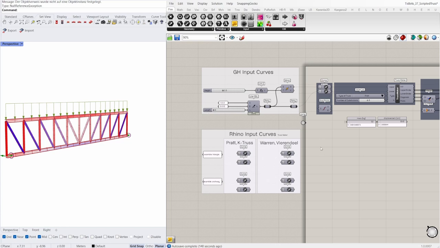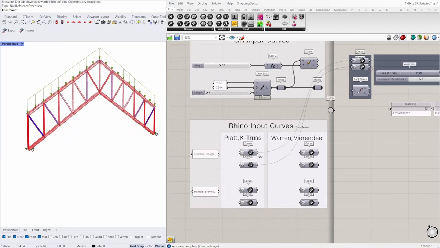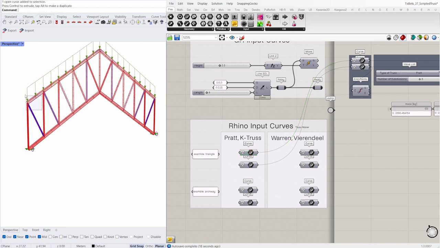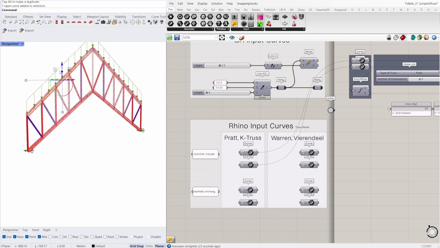As mentioned at the beginning, it's also possible to import curves from Rhino. I prepared this here in the white group. An example is a rectangular truss. I can bake the curve and set one curve. To interact here with Rhino and the TrussMaker, I can move the line or I can move control points.